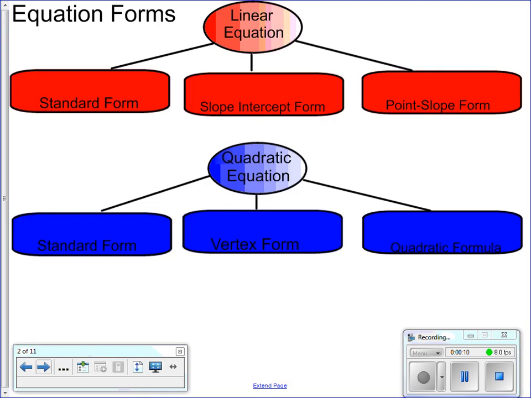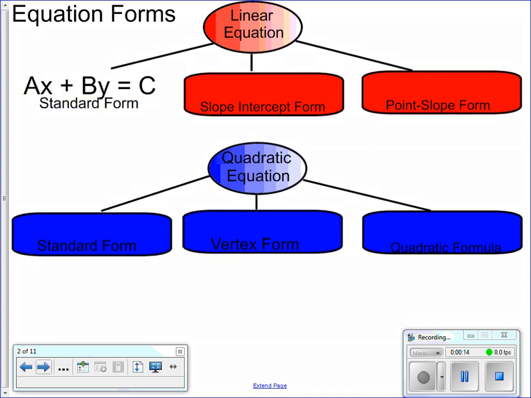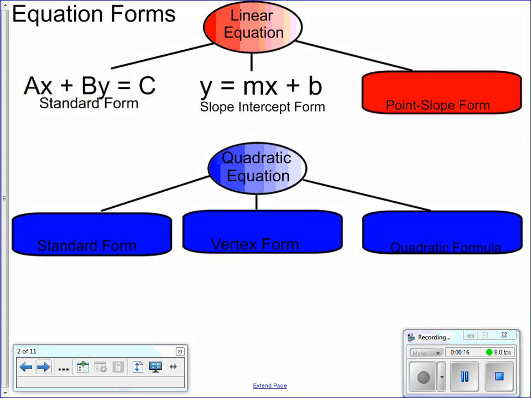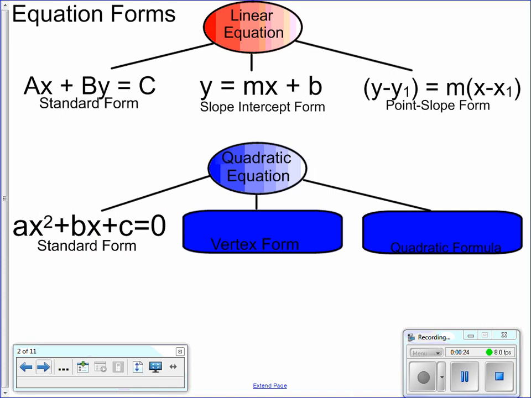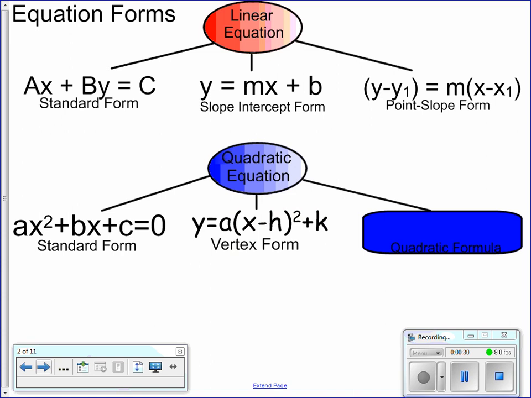So we know with our linear equations, we have standard form, which is ax plus by plus c. We have slope-intercept form, y equals mx plus b. And we have point-slope form, y minus y1 equals m times x minus x1. For the quadratic, our standard form is ax squared plus bx plus c. Our vertex form is y equals a times x minus h squared plus k, and then we have our quadratic formula.